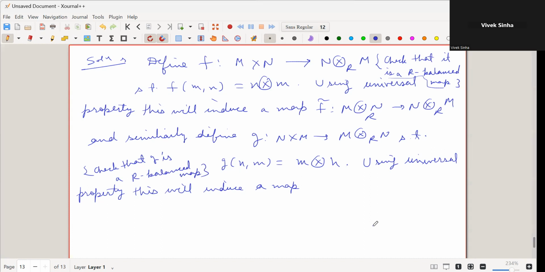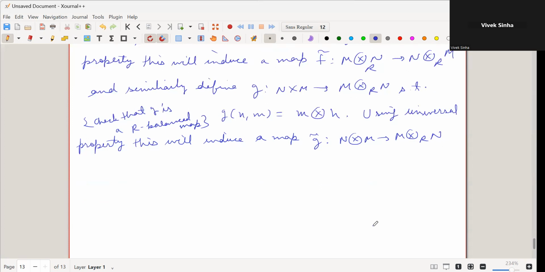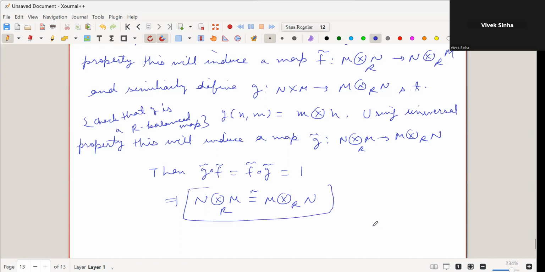So this will induce a map g delta from N tensor M to M tensor N, and then it's obvious that g delta composed with f delta is the same as f delta composed with g delta, and that is the identity. Okay, so thus you have N tensor M is isomorphic to M tensor N. Okay, so we have finished this assignment.